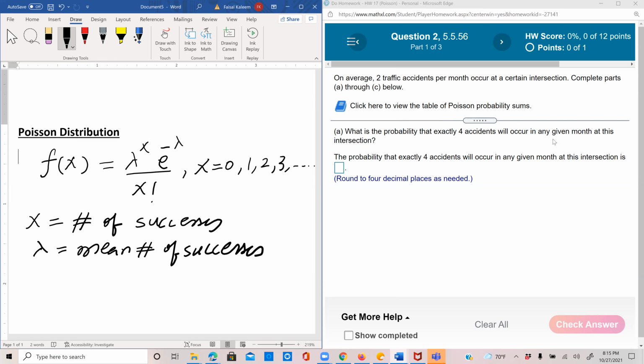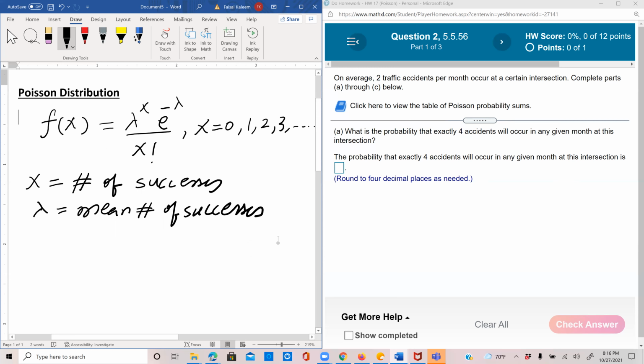Now, if the periods don't match, then we have to adjust the given average according to the period over which the question is asked. So over here, if they were asking what's the probability of exactly 4 accidents occurring in any given year, then we would need the yearly average. The monthly average is 2, so to get the yearly average, you multiply it by the 12 months in the year. So 2 times 12 is 24, and in that case, you would use an average of 24. But in this case, the periods match, so the given average is the one that's going to be used.